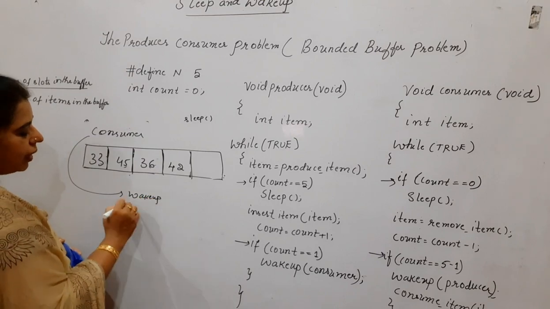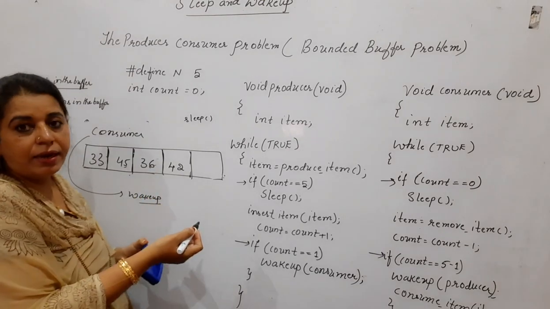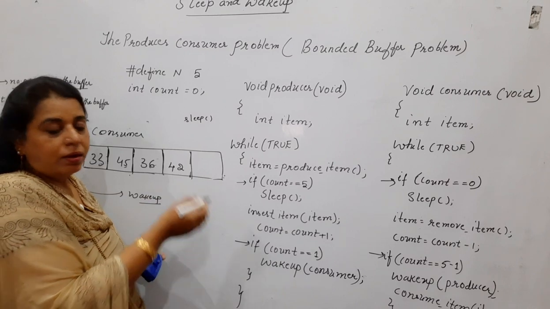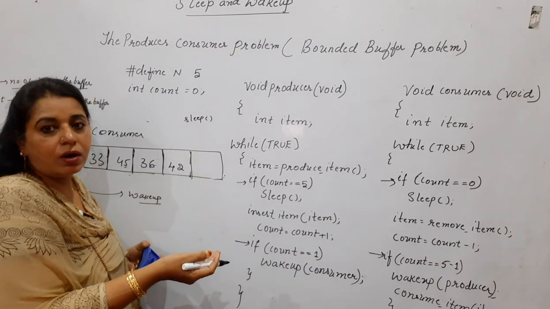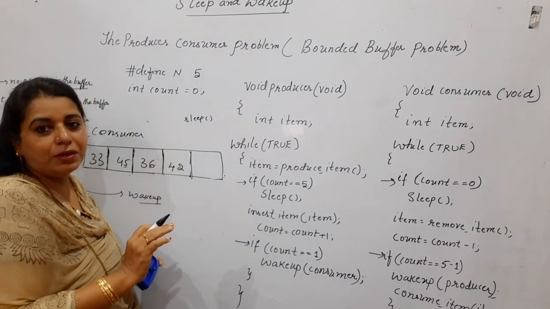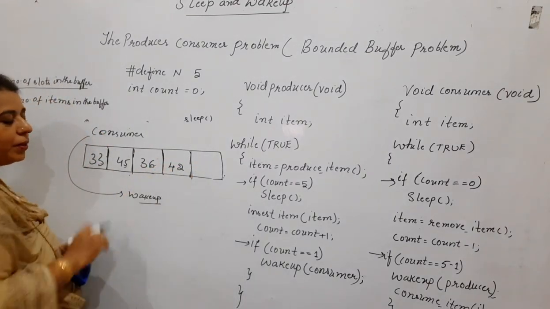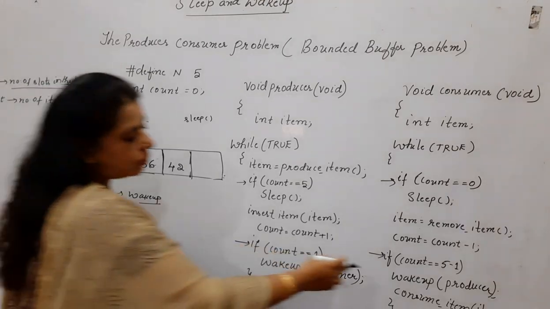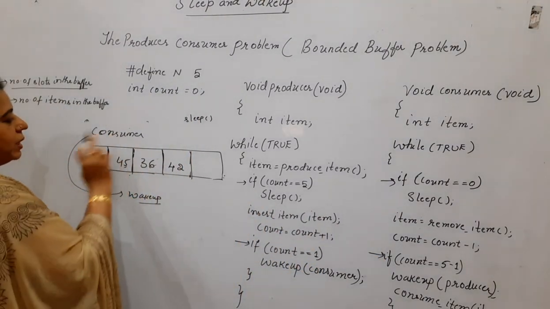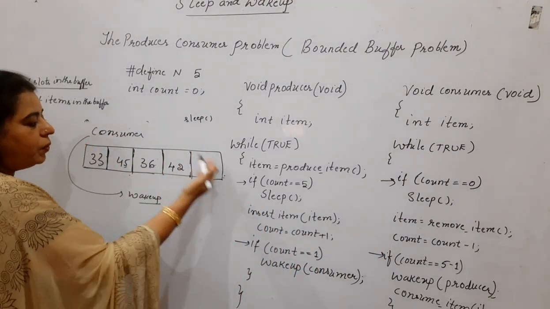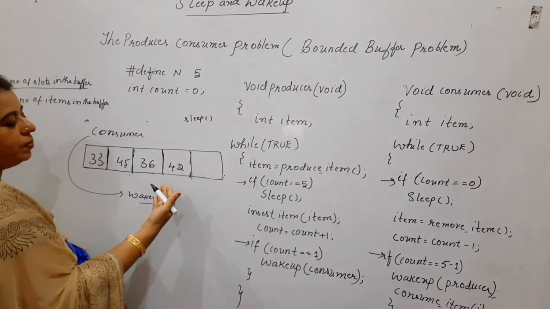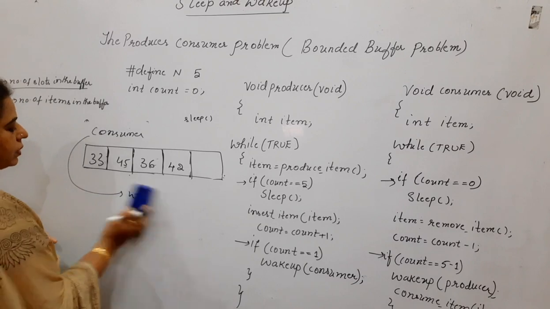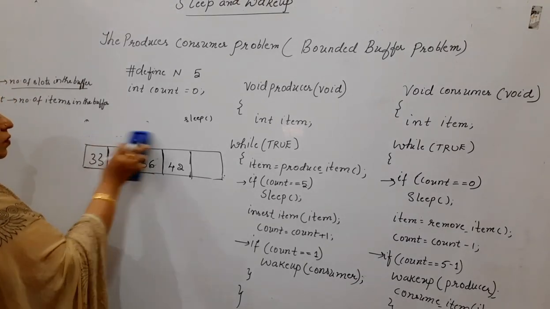Now why is it waking up the producer? Because the producer earlier has seen that all the items were filled, but the consumer had not consumed anything, so it went into the sleep mode. That's the reason the consumer will send the wake up signal to the producer: now you can start producing the item because I have now taken one item from the buffer. This way the producer and the consumer pseudo code works here.